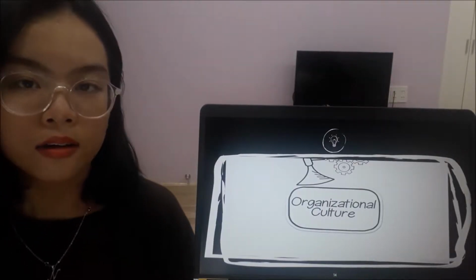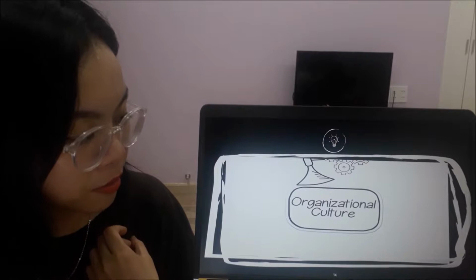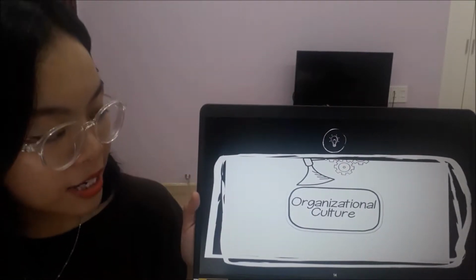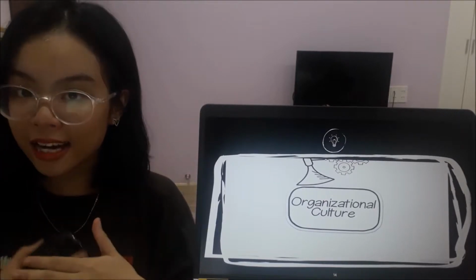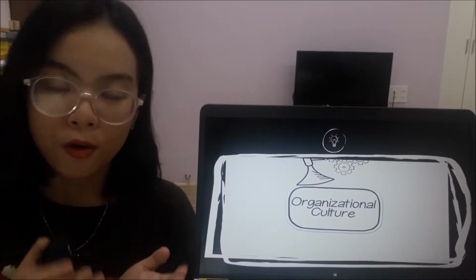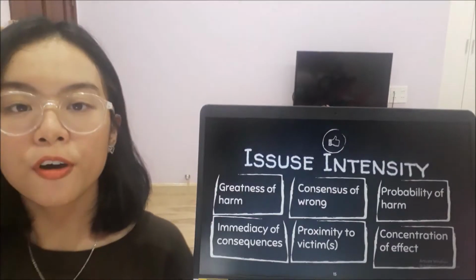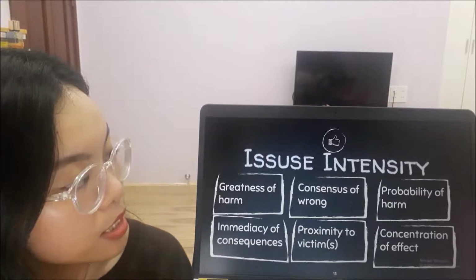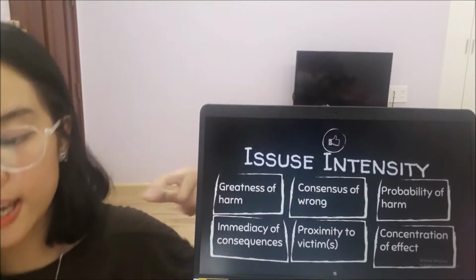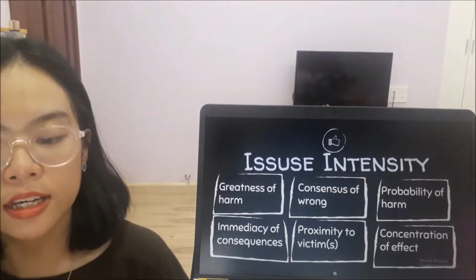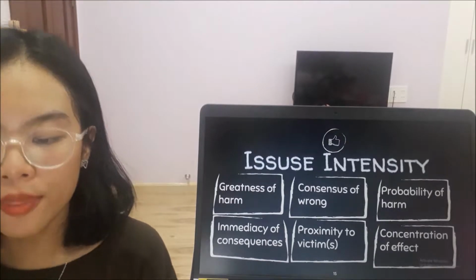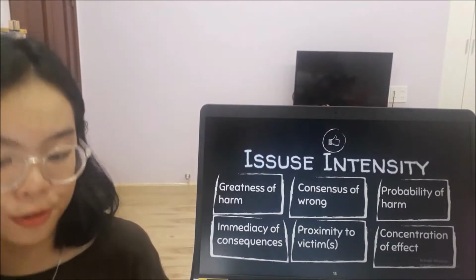Obviously, in the previous chapter, we learned about organizational culture. Organizational culture design can influence whether employees behave ethically or not. And for the last element, that is issue intensity, there are 6 characteristics that determine issue intensity, or how important an ethical issue is to an individual.